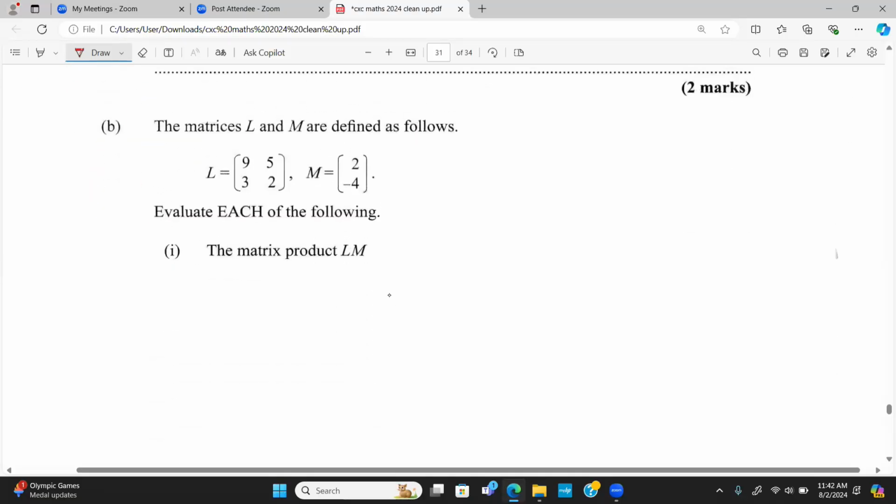This other question suggests that the matrices L and M are defined as follows. We have L, which is [9, 5; 3, 2], and M, which is [2; -4]. We were asked to evaluate the following. So we want to look at the matrix product LM, which is to multiply L times M. One other thing about matrices is that we have to remember it's the rows from the first matrix times the column from the second.